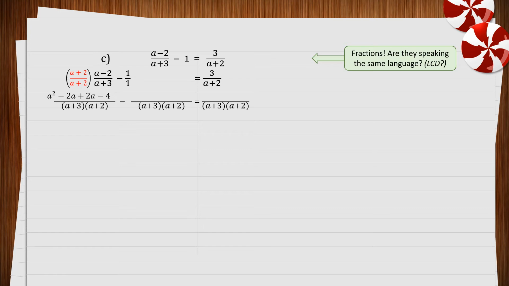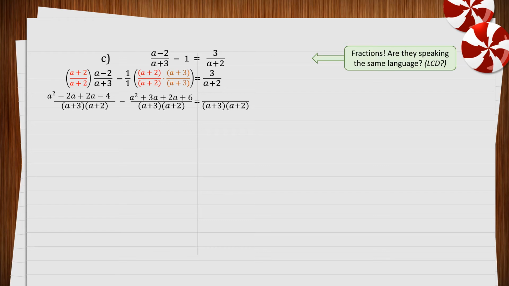Now the fraction in the middle, 1 or 1 over 1, will need to be multiplied by both pieces, meaning we need a plus 2 over a plus 2, and we need a plus 3 over a plus 3. Well, lucky for us, we have a 1 multiplying these two values, so we're mainly concerned with a plus 2 times a plus 3 for the numerator. When you distribute, you will get a squared plus 3a plus 2a plus 6.